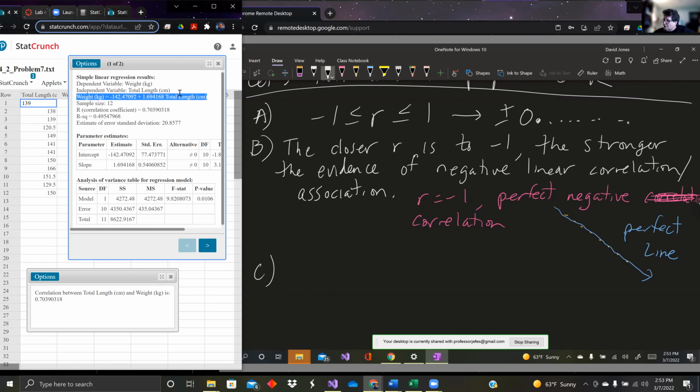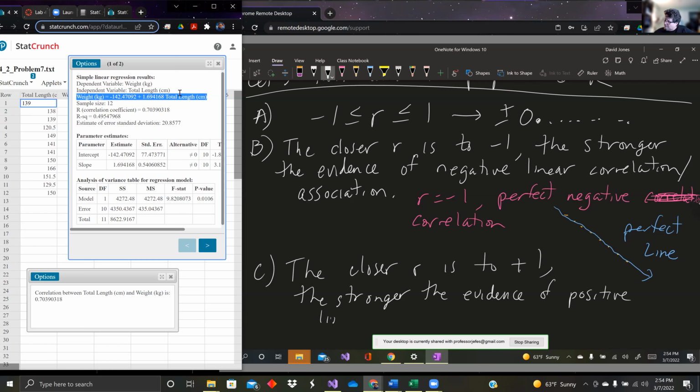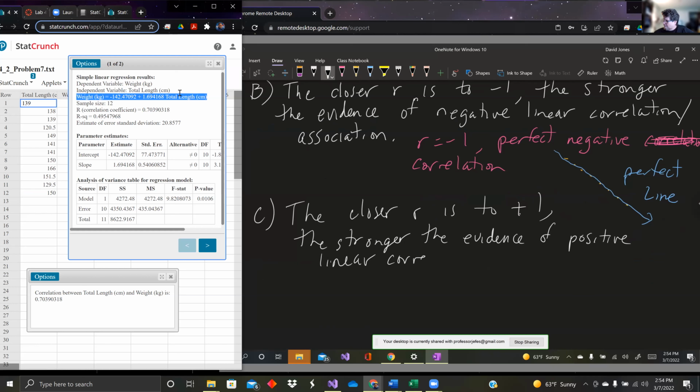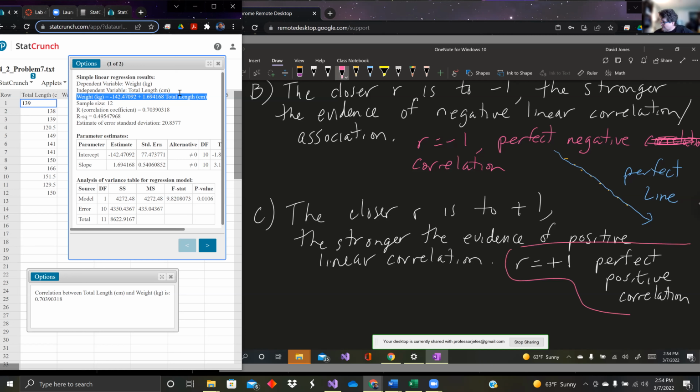If we go look at it going the other way, though, the closer R is to +1. I don't know why I wrote positive, spelled it out. The closer R is to +1, the stronger the evidence of positive association or correlation. And again, R equal to +1 is perfect positive correlation. And I wrote that in pink up there, so I'll just put a little pink box around it here for the positive one.